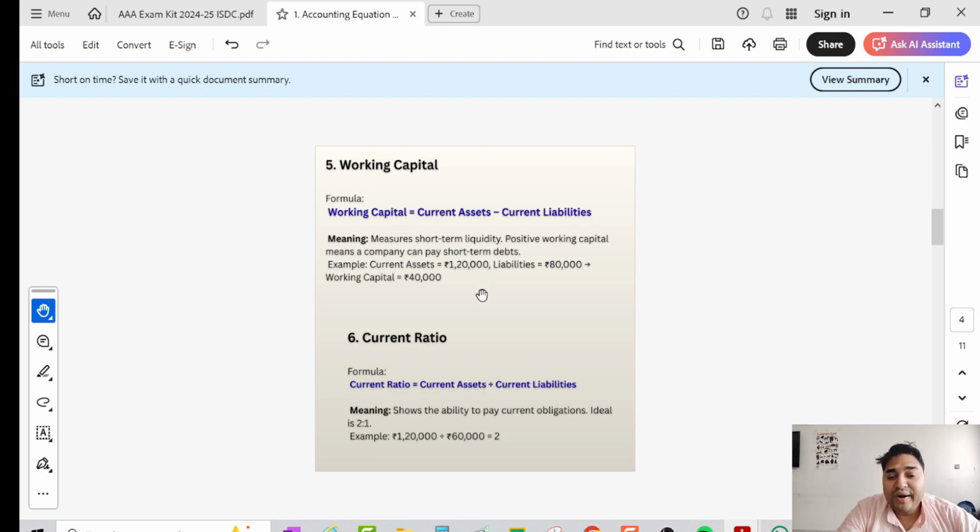Next is a formula called working capital. Working capital is the difference between current assets and current liabilities. It measures the short term liquidity. Positive working capital means a company can pay its short term debts. Current assets here are 120,000 and liabilities 80,000. It means 120 minus 80 is equal to 40,000, which is the working capital.